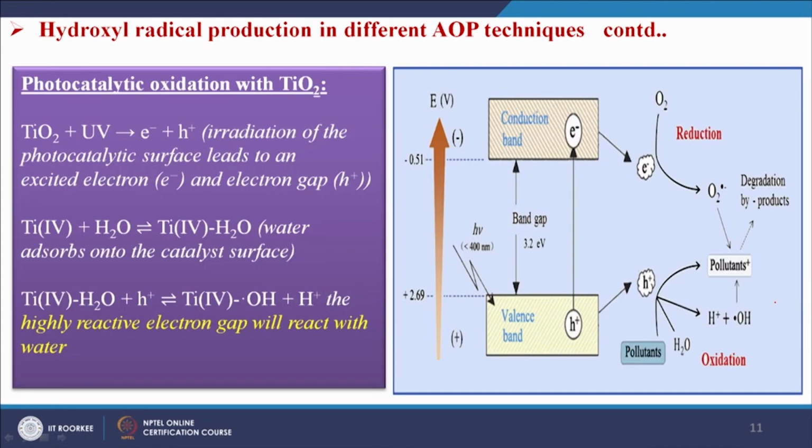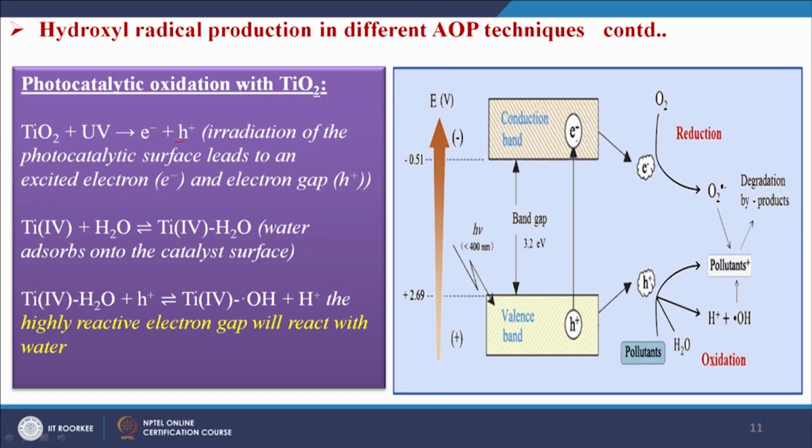Now, we will see photocatalytic oxidation with TiO2. In this method, in the presence of UV, TiO2 keeps one electron and produces one H plus. That is the hole; irradiation of the photocatalytic surface leads to an excited electron and an electron hole. This generates a valence band hole, H plus, and another electron is generated, that is the conduction band. These two bands have some energy gap, called the band gap.